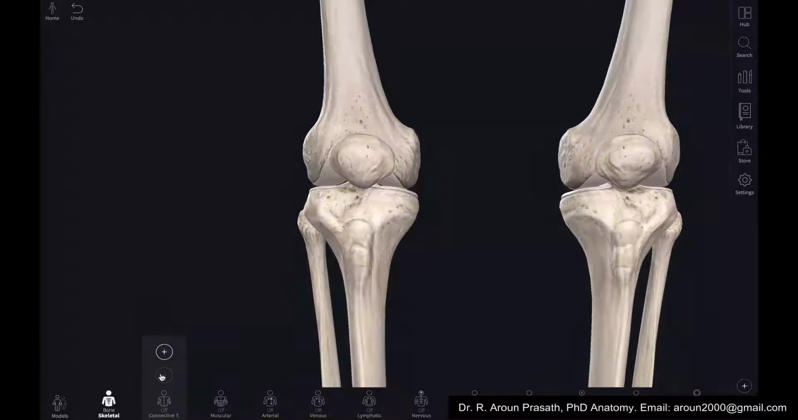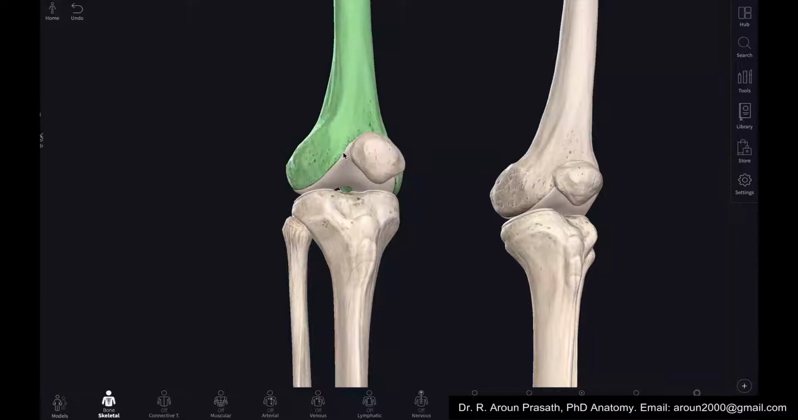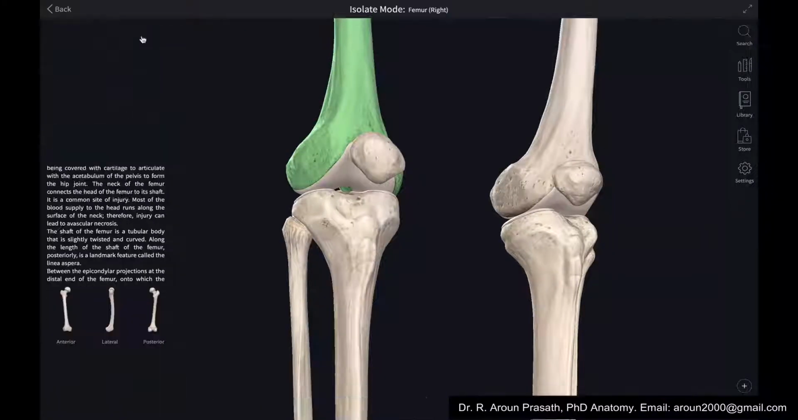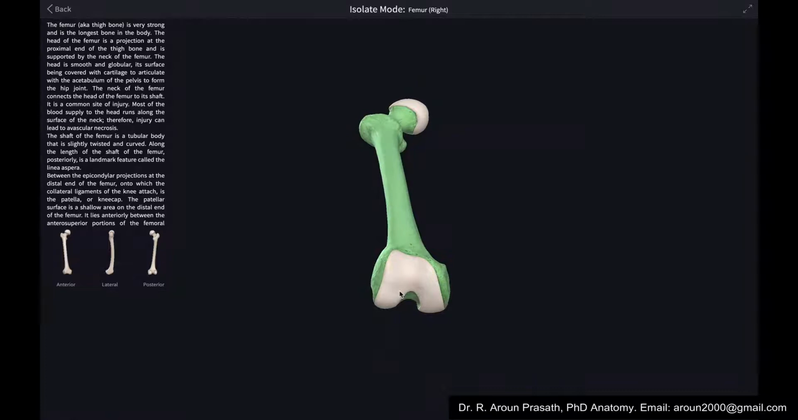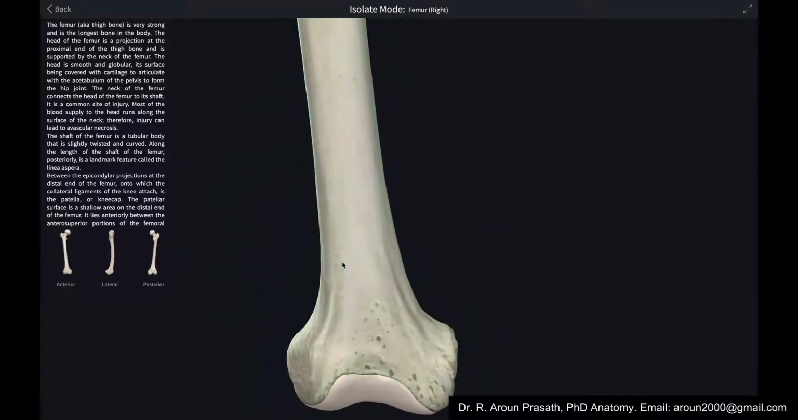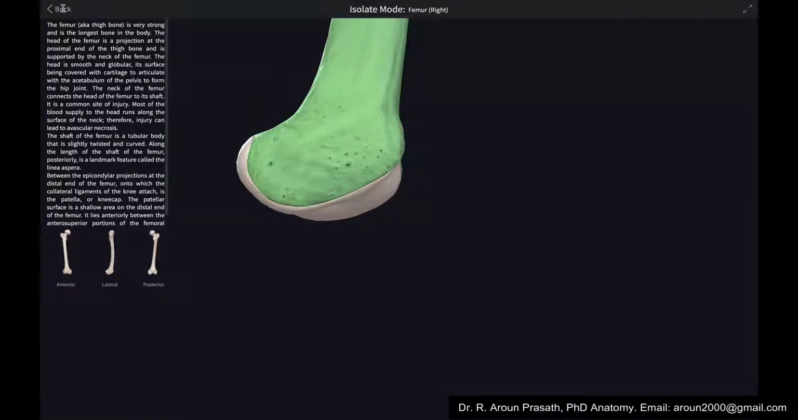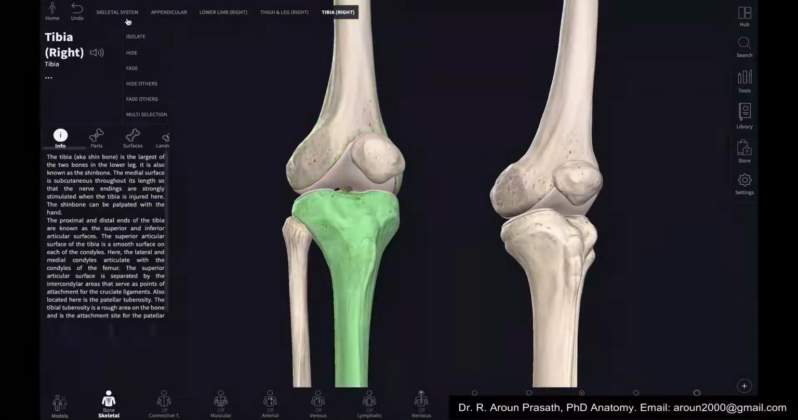If you look at the bones taking part in the knee joint, one is the lower end of the femur. You can see this is the lateral femoral condyle and this is the medial femoral condyle, and these are the articulating surfaces covered by hyaline cartilage. This part is called the intercondylar notch. This is one articulating surface in the knee, and then the tibia.